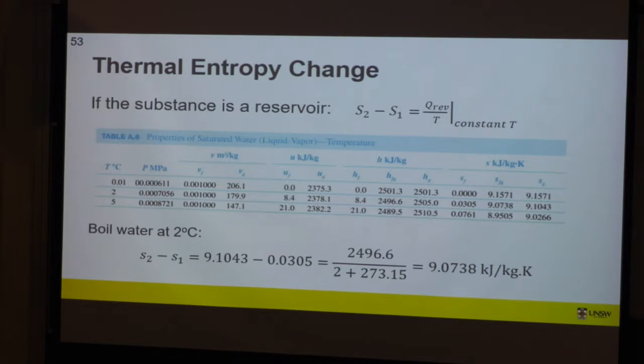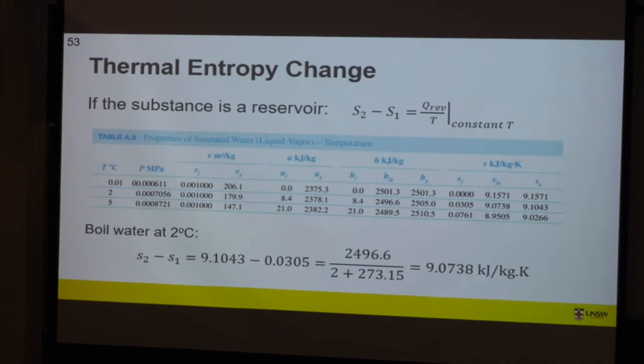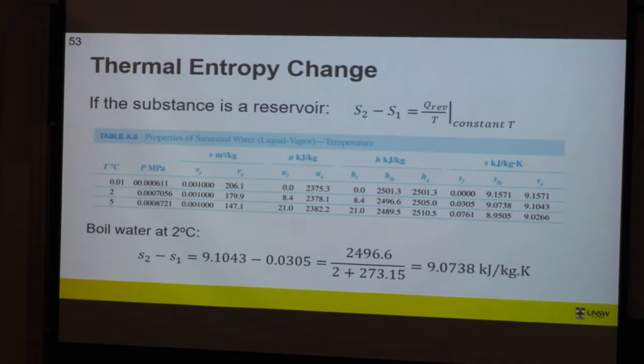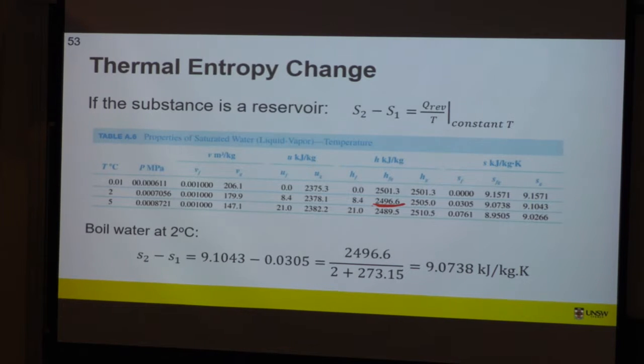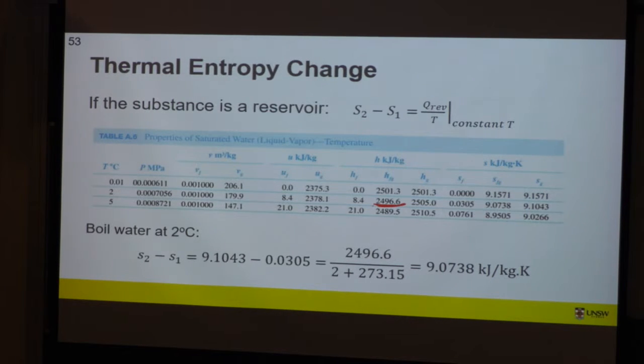I said if the substance is a reservoir, where a reservoir is defined as something that doesn't change its temperature as you put heat into it or take heat out of it, a saturated substance is a reservoir as long as it remains saturated. So if you were to boil water at 2 degrees C, and we're all comfortable that this is possible now because we've been studying thermo for a while, how much heat would that require? Well, it would require that much heat. It would be the change in enthalpy. And at what temperature would you do this? If you're doing it reversibly, then you'd do it at an infinitesimally higher temperature than 2 degrees C. So that would be the temperature at which you'd do it.